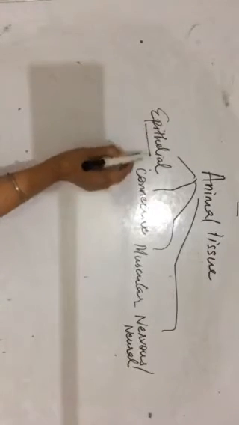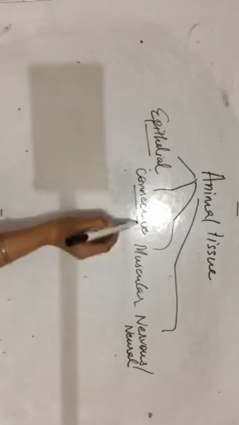And the fourth one is your nervous tissue. We also call it neural tissue, that deals with our brain and spinal cord. So animal tissue is of four types. Number one is epithelial, number two is connective, number three is muscular, number four is neural.